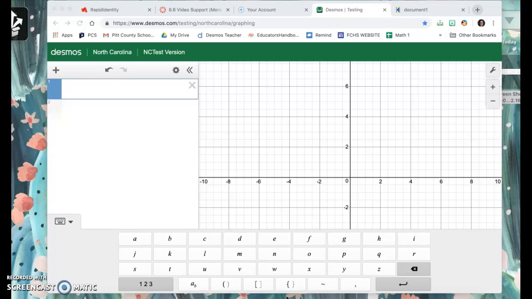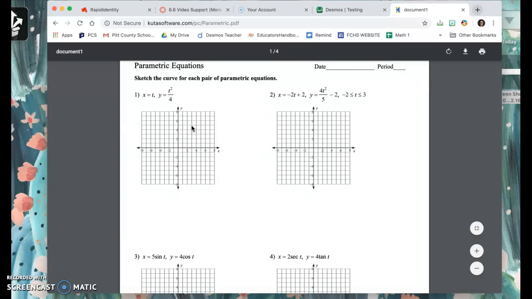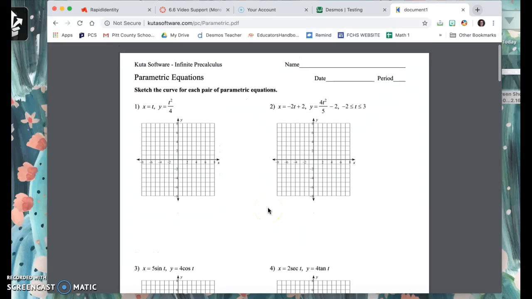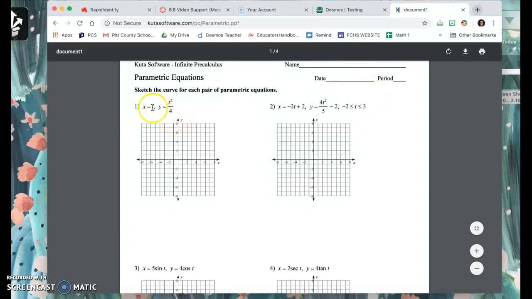So the first thing when you're doing a parametric equation, I'm going to start with a basic one that doesn't involve sine and cosine. So I just pulled up a random problem and I have x equals t and y equals t squared over 4. So if we look here, number 1 does not have a restriction for the t values, whereas number 2 does have a restriction. So that's going to come into play on how you graph. Sometimes you may have to come up with your own t values to graph the whole thing, versus in number 2, if they already give you the t value domain, then you're going to have to set that. So I'm just going to do number 1.